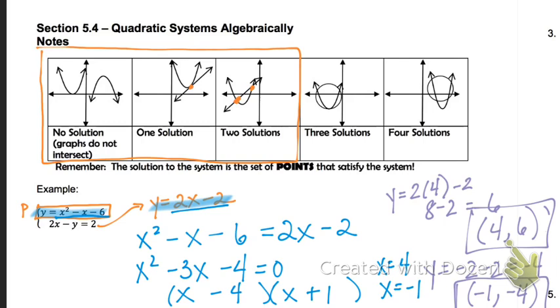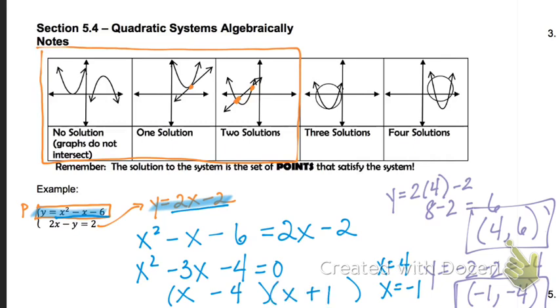If we had one solution, what would happen? I don't know if we have an example like that, but if we had just one solution, then when I factored it, it would look like x minus 4, x minus 4. They would be the same thing, so you would only have one solution. So it would have to be a perfect square? Yes, great. It would have to be a perfect square.